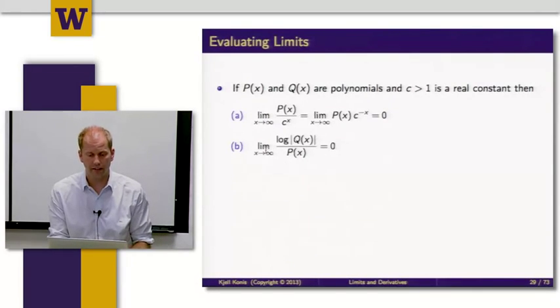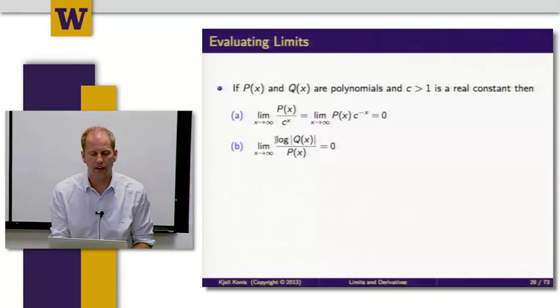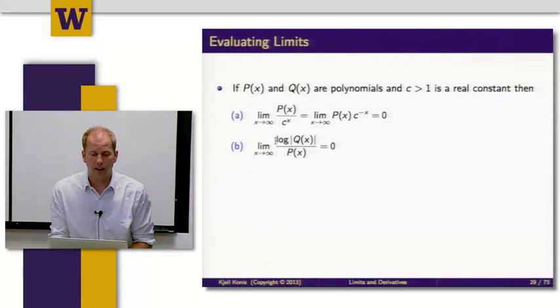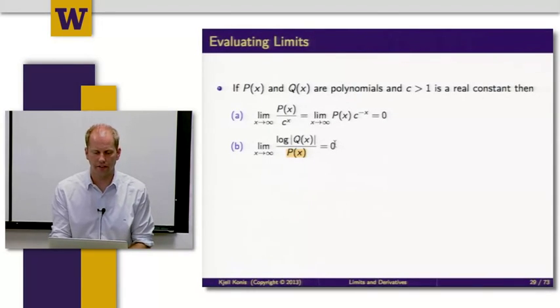And then kind of a similar result, if I take the log of the absolute value, so I need the absolute value just because of how log is defined. It's not going to work very well if I give it a negative number. The log of any polynomial divided by any polynomial, if I take the limit as x goes to infinity, that's also going to be 0.